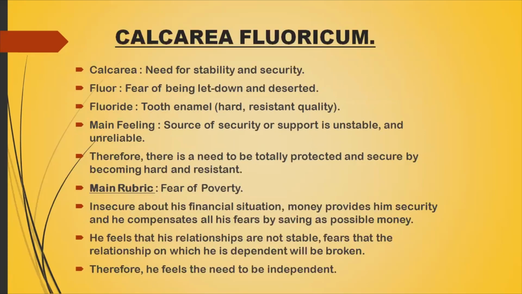Next salt is Calcarea fluorica. As we need Calcarea for stability and security, fluorine is a halogen. Fear of being let down and deserted. That's why they usually break attachments.